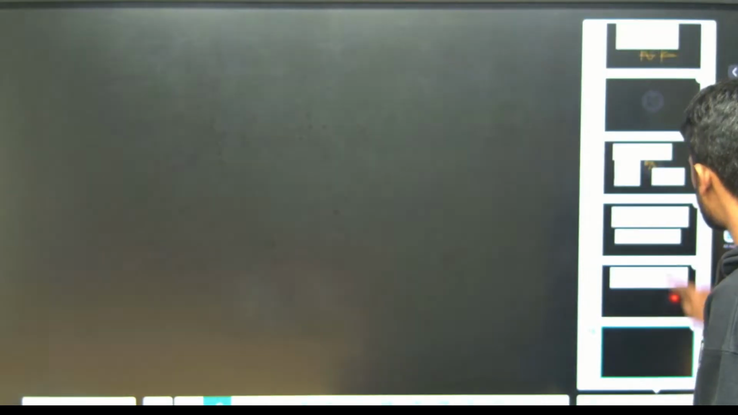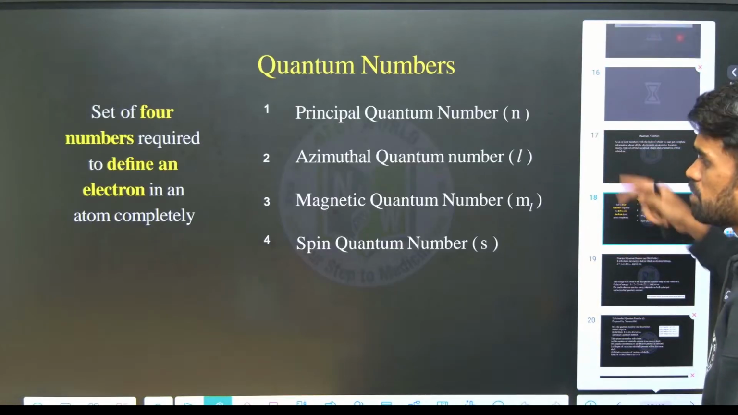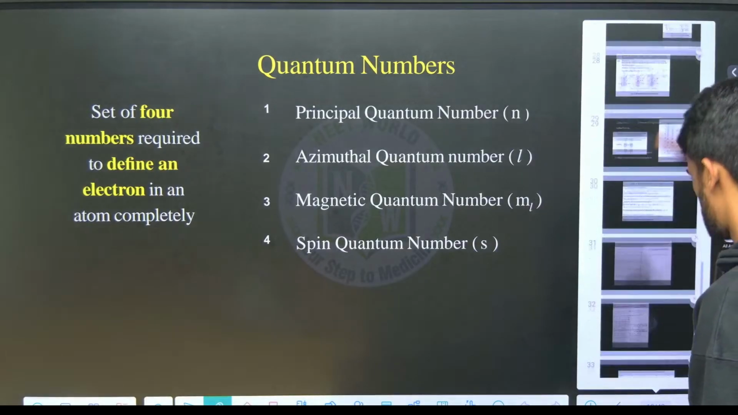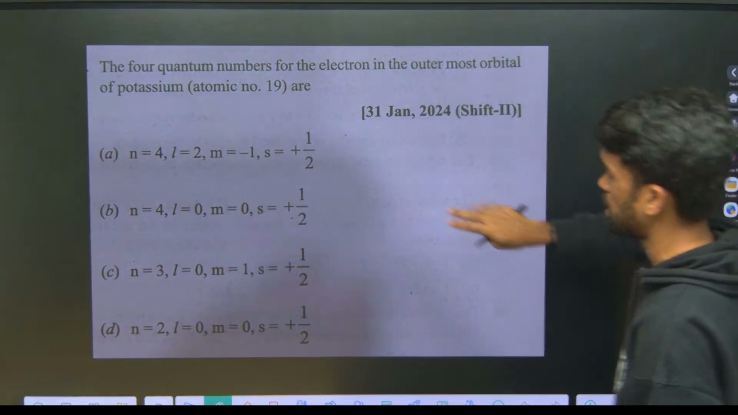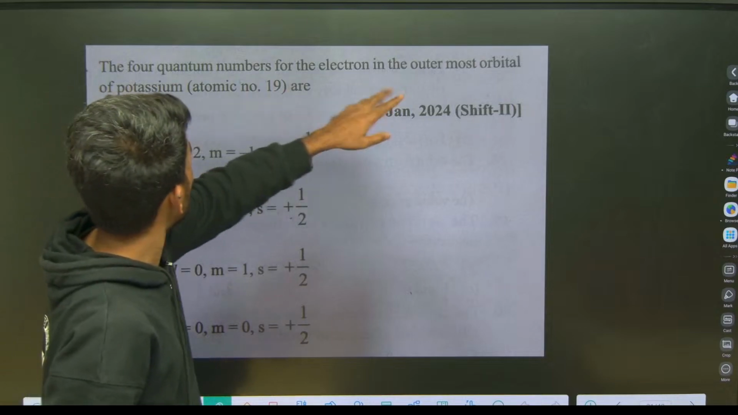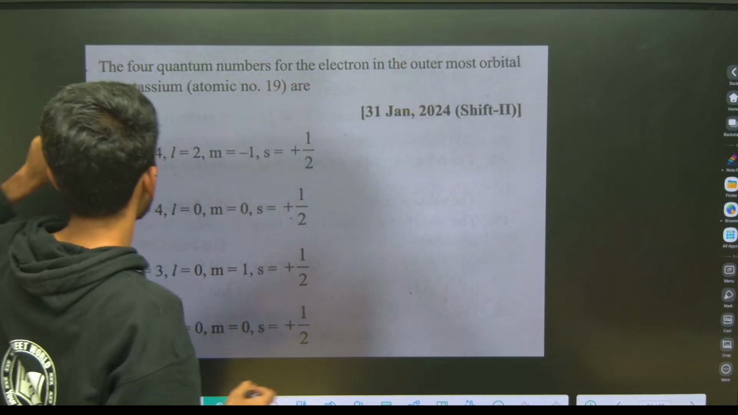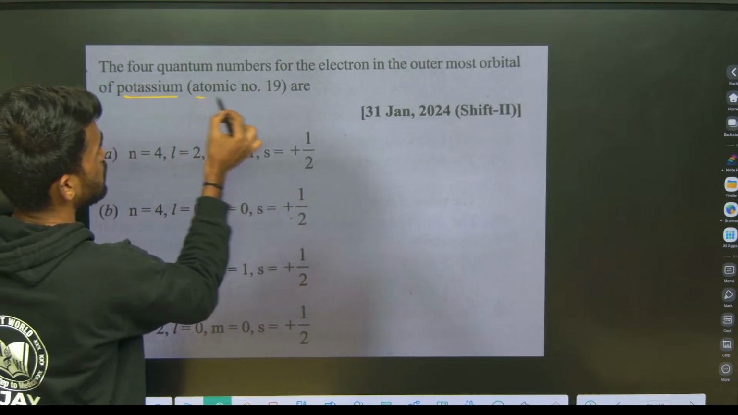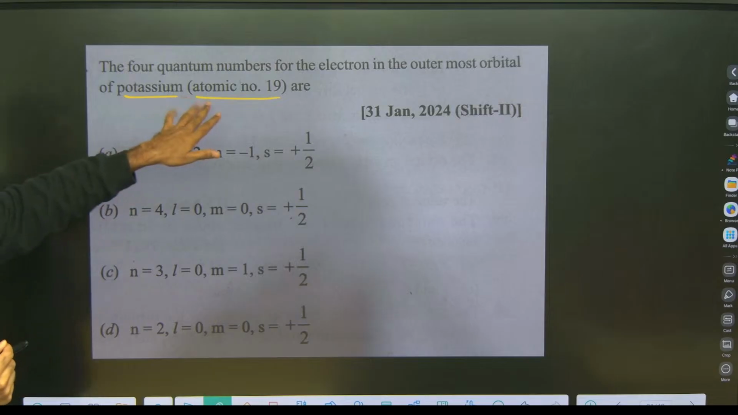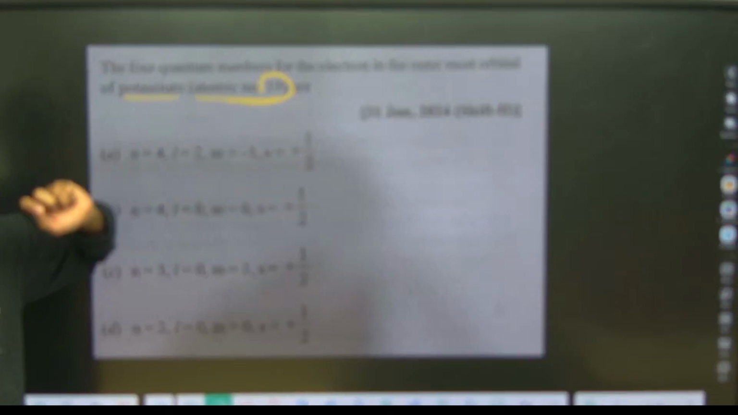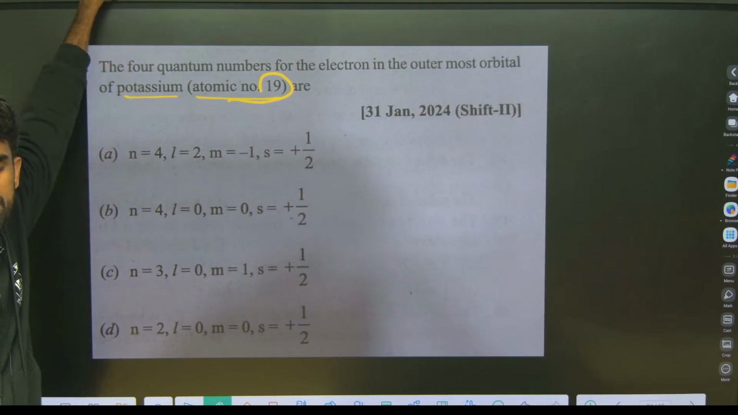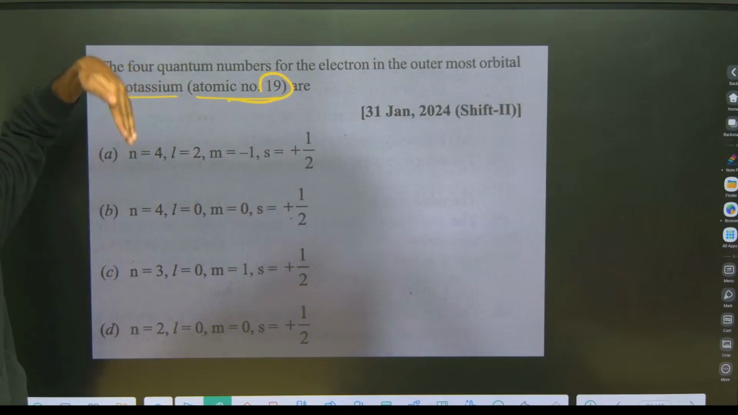Next we have the 4 set of quantum numbers that we have discussed, and we also solved related questions. So we'll be revising the same thing using a few important previous year questions. Tell me the 4 set of quantum numbers for electrons in the outermost orbital of potassium. What is the atomic number of potassium? 19. Now, how can you write the electronic configuration for this? In the periodic table, potassium belongs to which group?